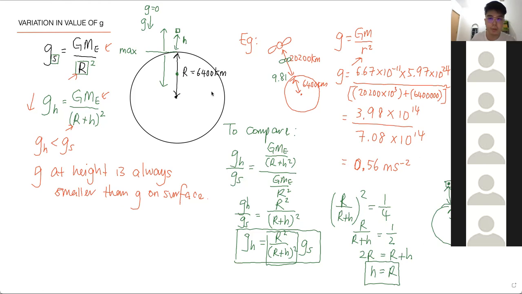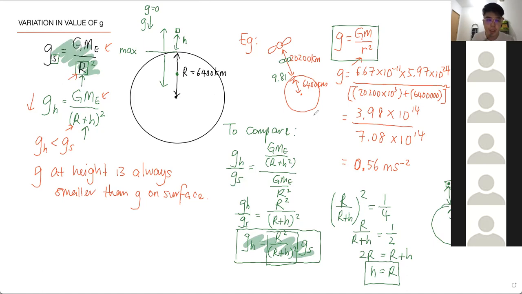Okay, that's the formula to remember. And also the general equation of g, this one. This one is just deriving. I'm just defining this R as the surface. It doesn't matter, these two equations are the same thing. You just memorize the general equation, this one. And also understand that g decreases when altitude increases.